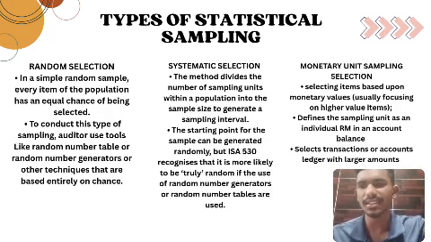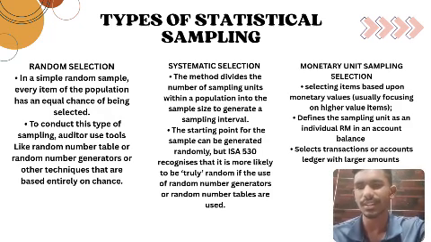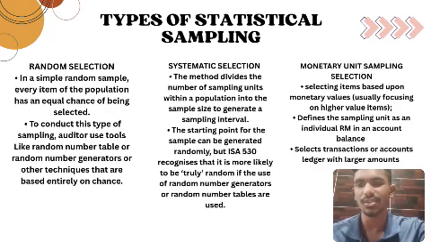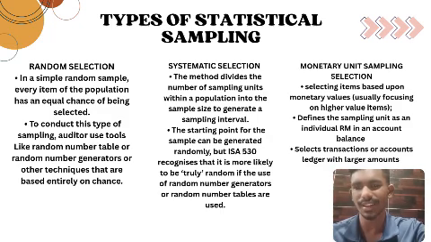The second one is systematic selection. The method divides the number of sampling units within a population by the sample size to generate a sampling interval. The starting point for the sampling can be generated randomly, but ISA 530 recognizes that it is more likely to be truly random if random number generators or random number tables are used.